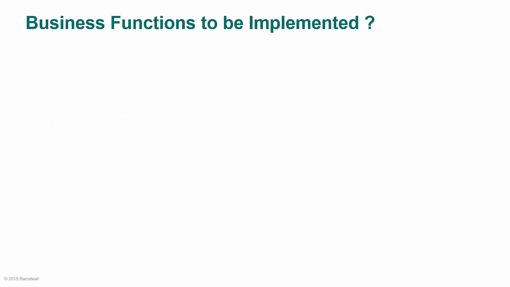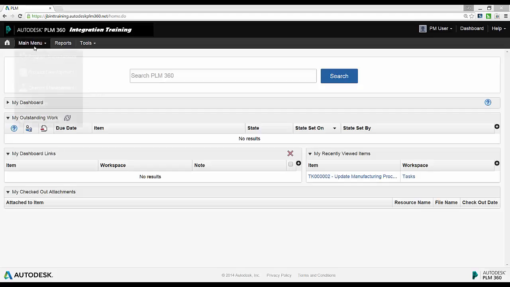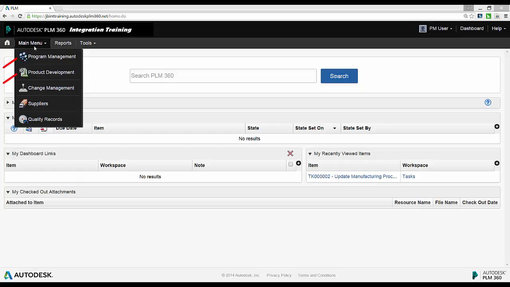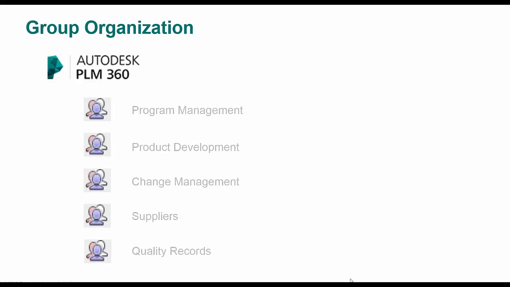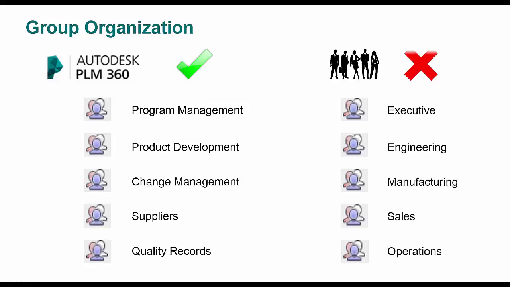First of all, think about what business functions will be implemented in Autodesk PLM 360, made up of one or more workspaces, and then plan groups that will be the overall entry points for users into those business functions. Consider an example implementation that includes the following 5 business functions. Organize and name the groups per business function of the tool, rather than the business organization in which the user works, as you might think.